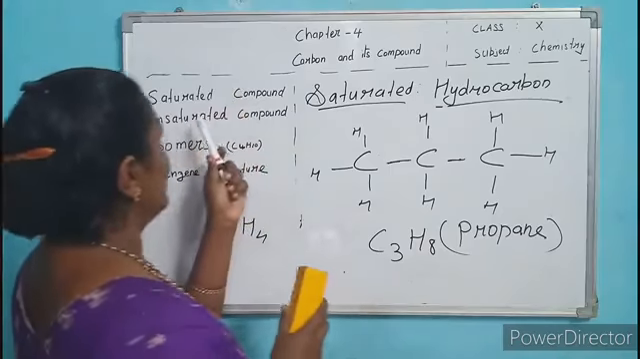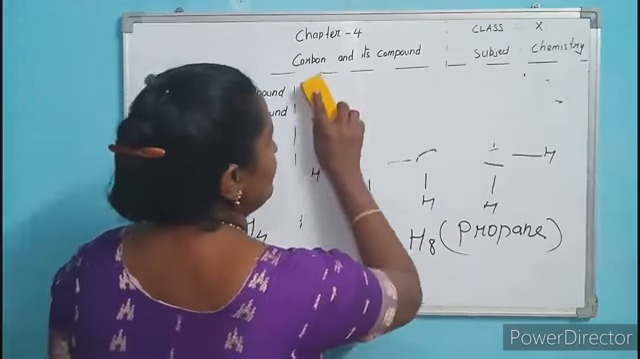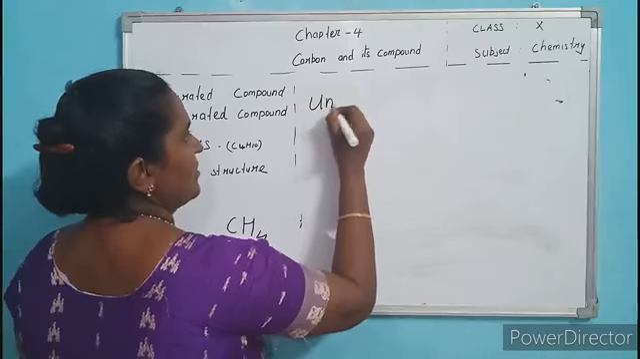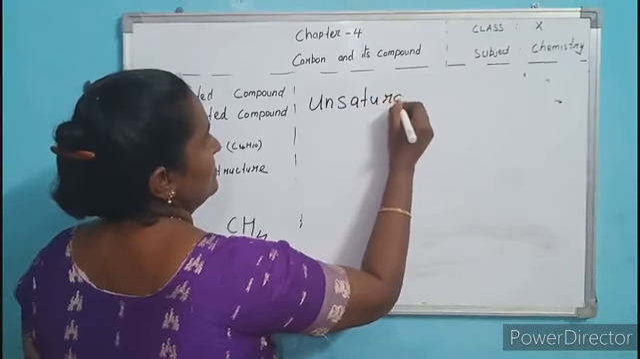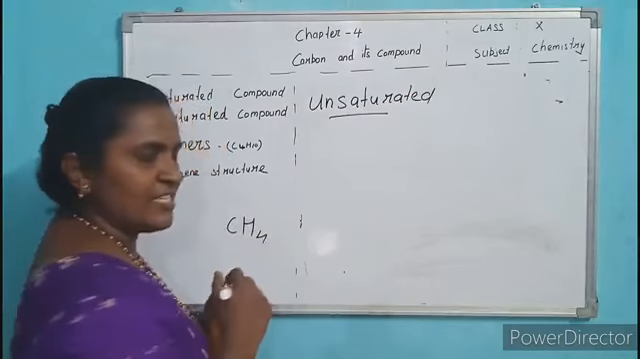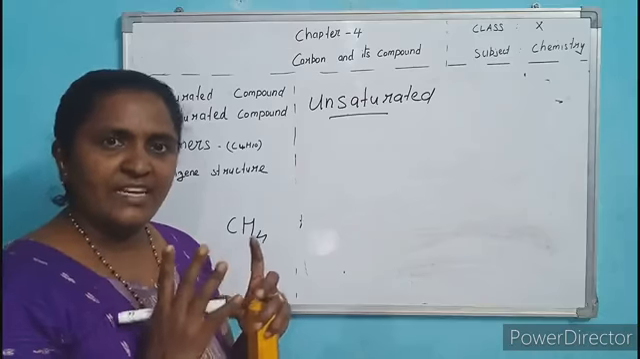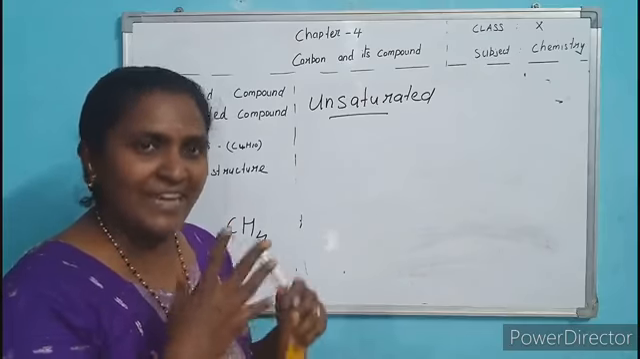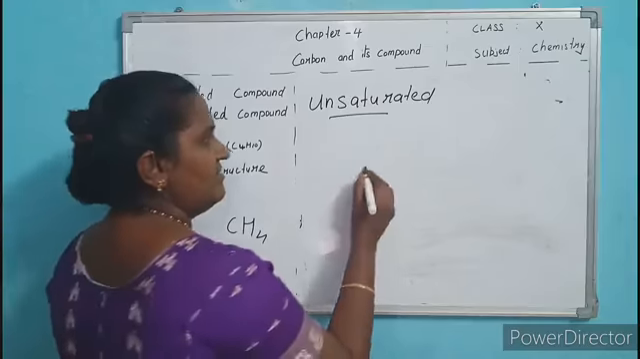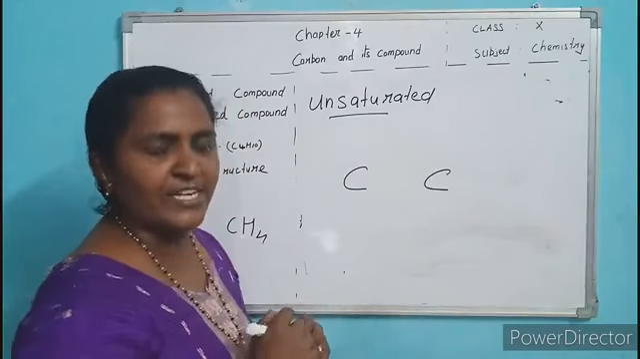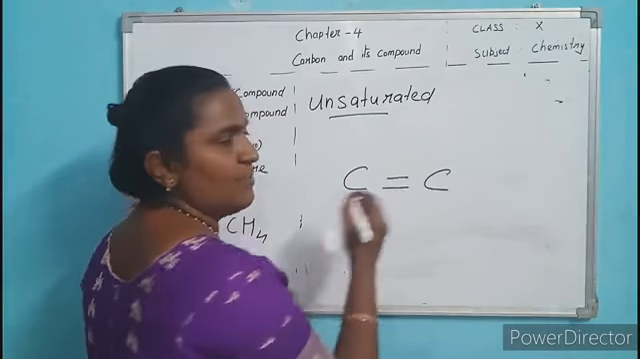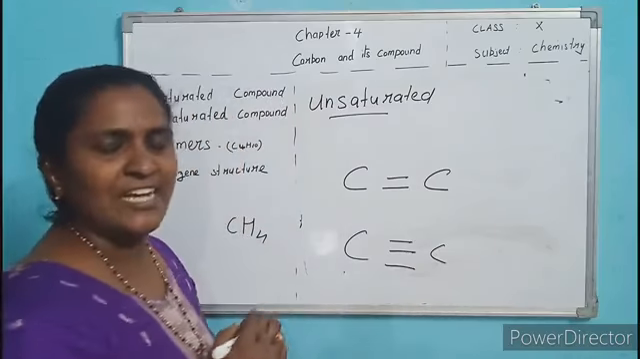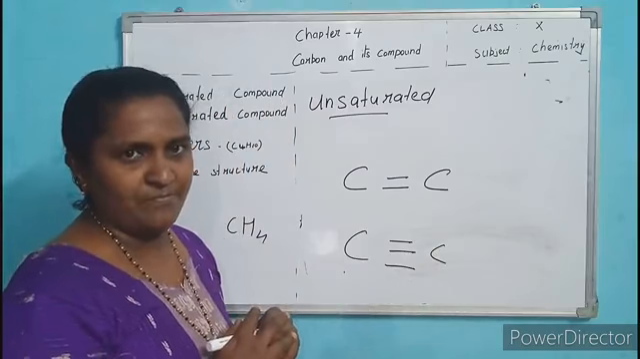Okay? And the second question is unsaturated. What is the meaning of unsaturated? Between the carbons, maybe a double bond or triple bond will be existing. For example, minimum 2 carbons are required for making an unsaturated compound. Not single bond, but double bond or triple bond. These 2 are called unsaturated hydrocarbon.